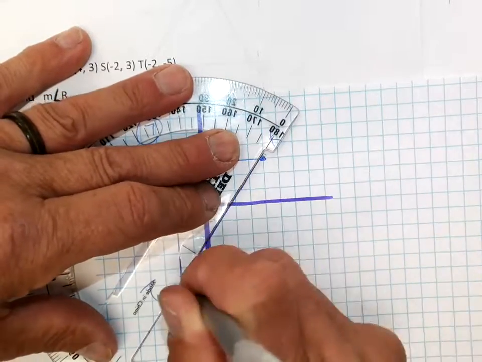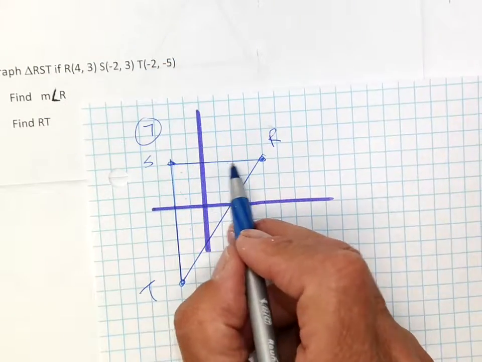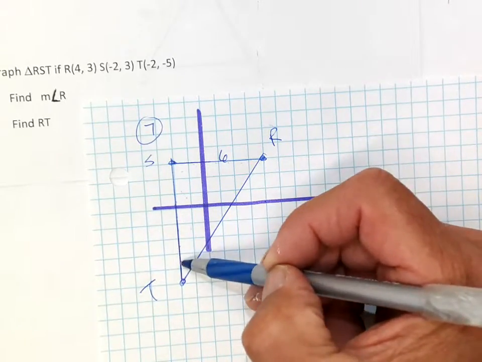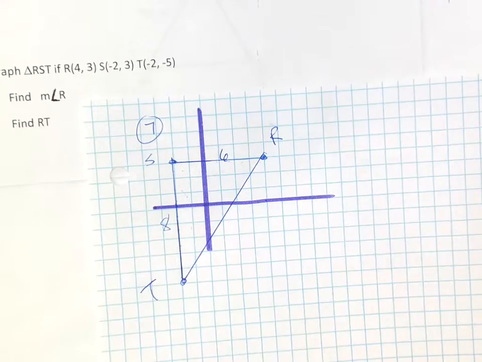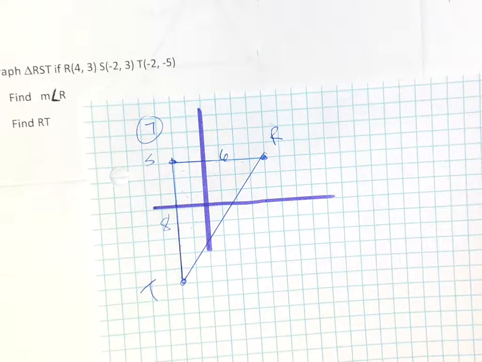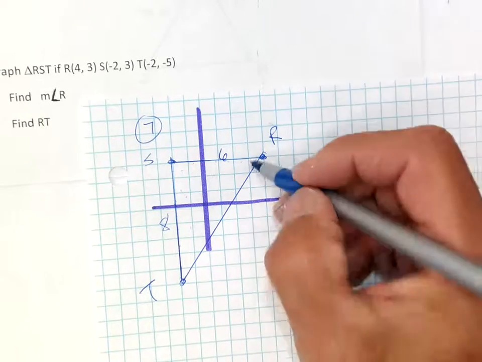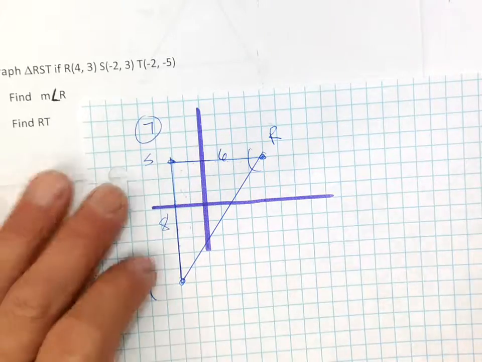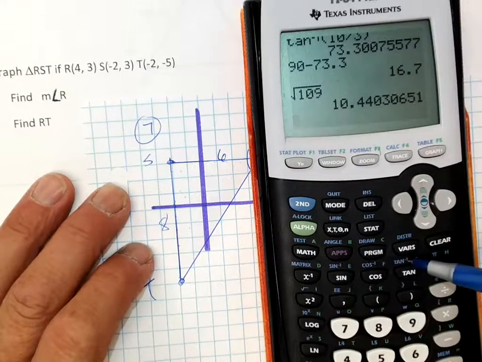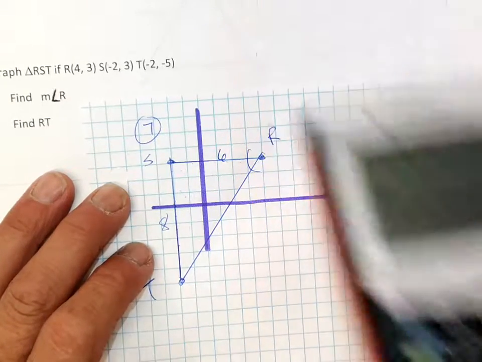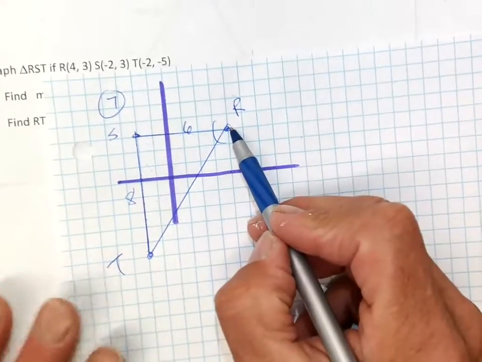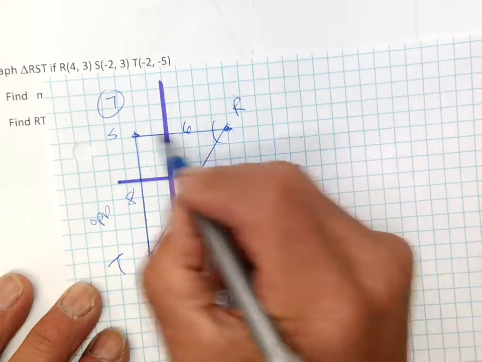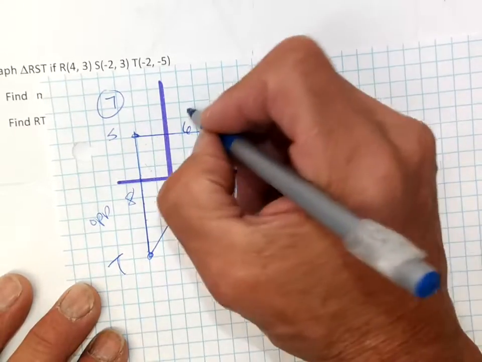Let's see. 1, 2, 3, 4, 5, 6. This side is 6. 1, 2, 3, 4, 5, 6, 7, 8. This side is 8, right? I just count with the squares. That's the easiest way to do it, right? So if I want angle R, Tony, I'm not picking on you, but this is going to help answer your question. This is the time I'm going to use one of these blue buttons because I need to find the angle. From R, the 8 is my opposite side, and the 6 is my adjacent side because it's next to it.